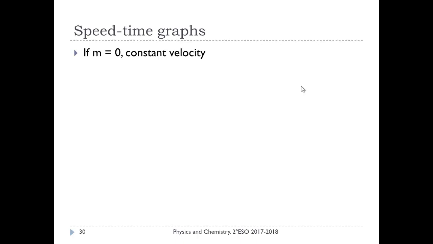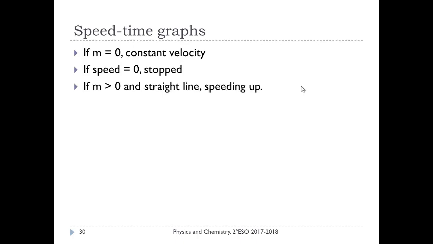In the speed-time graph, it has some properties. If the gradient equals 0, we have a constant velocity. If the speed equals 0, it's stopped. If the gradient is bigger than 0 and it's a straight line, it would be speeding up. Whereas if the gradient is less than 0, it will be a straight line going down, which means that it's going to slow down.